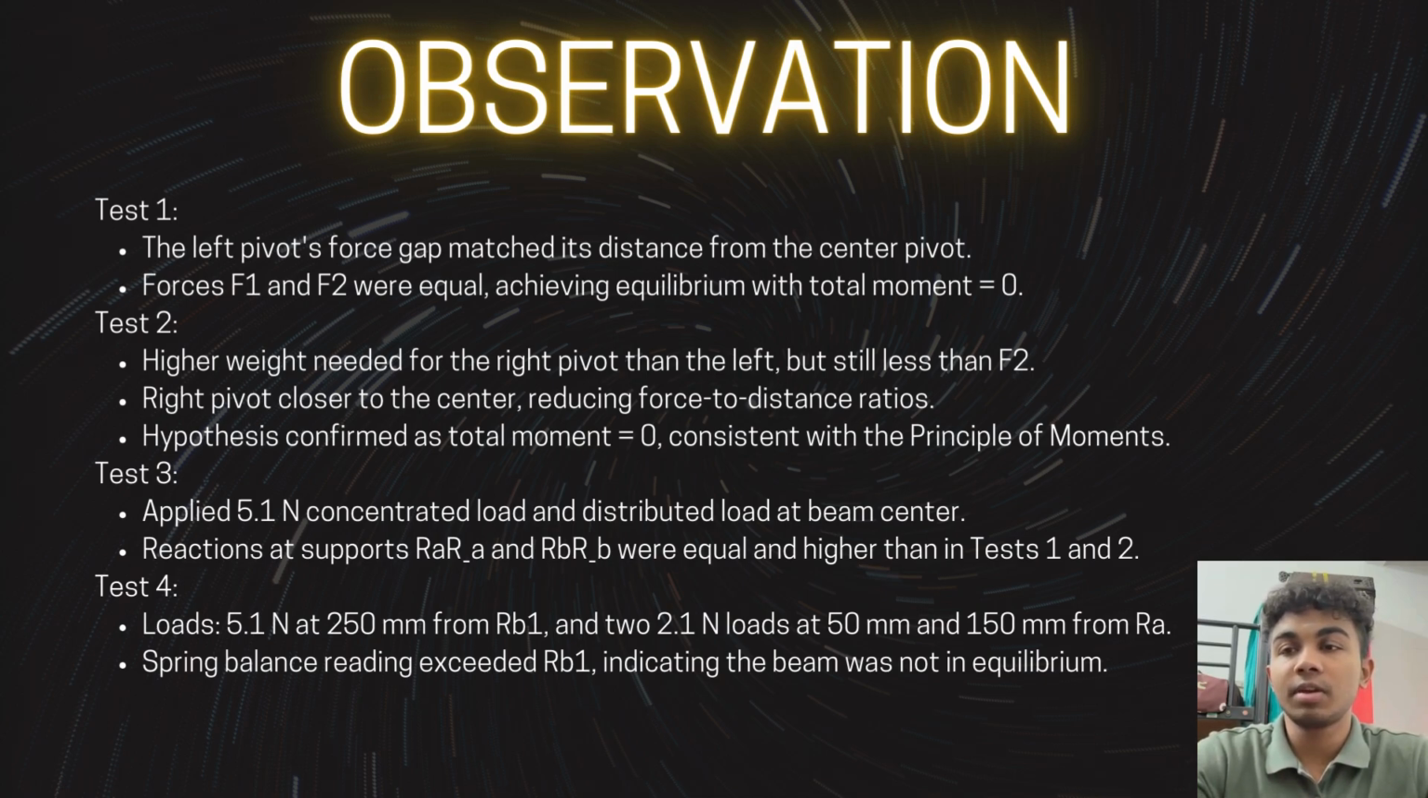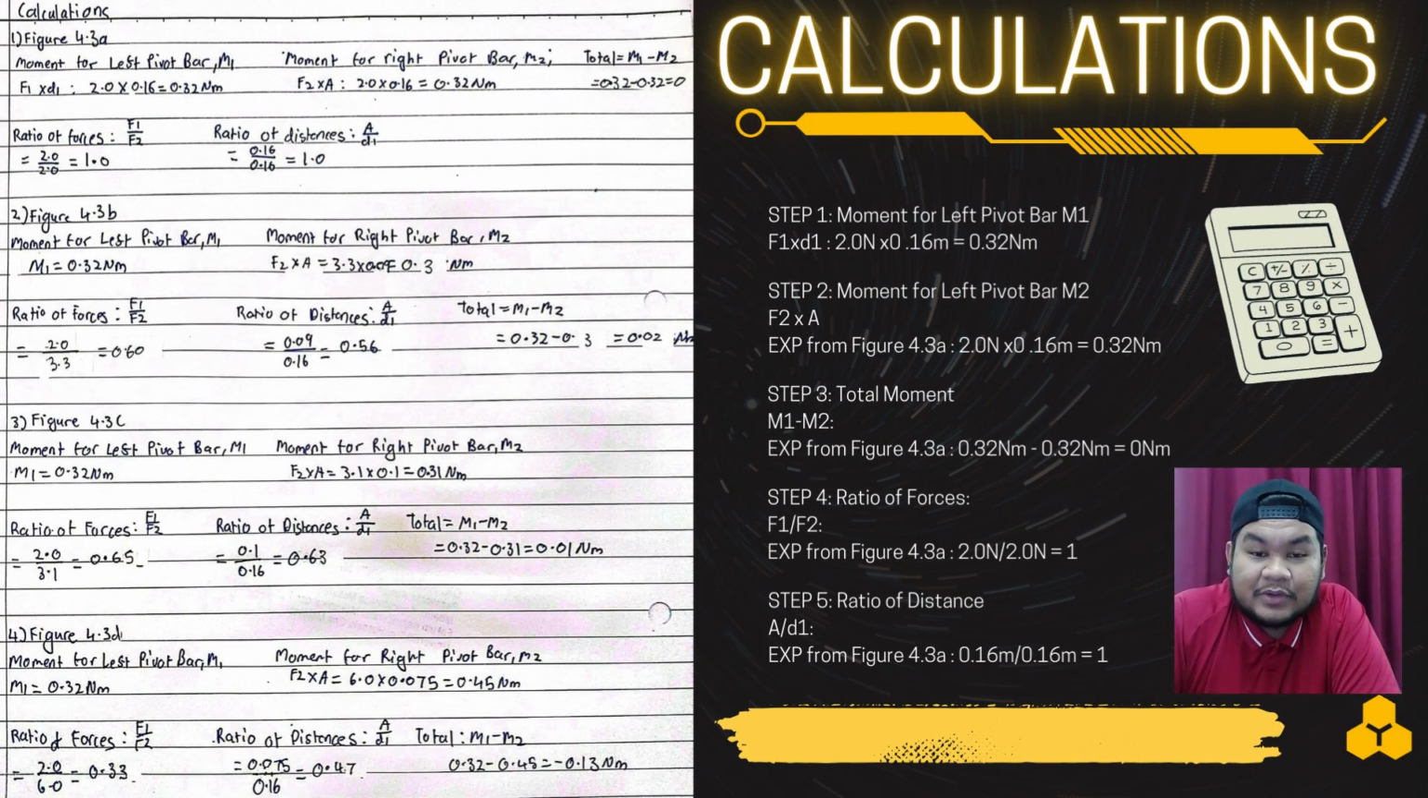The spring balance reading exceeded the value at RB, indicating that the beam was not in equilibrium. This concludes the tests, demonstrating how forces and moments interact under different conditions and confirming the principles of balance and equilibrium. Thank you.